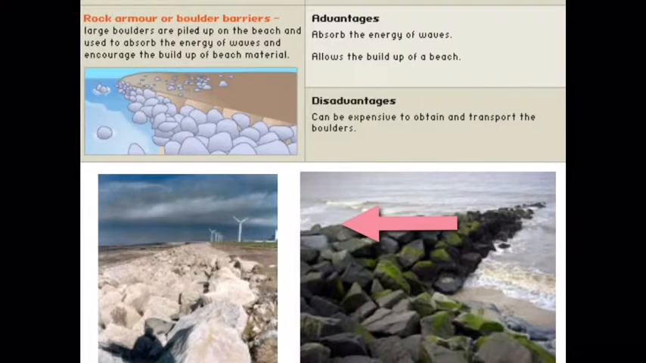And the advantages are they're very good at absorbing the energy and they allow the beach to be able to build up. Disadvantages are that they're expensive to obtain and to transport the boulders, and they can be quite ugly.